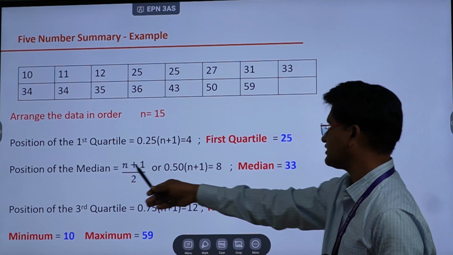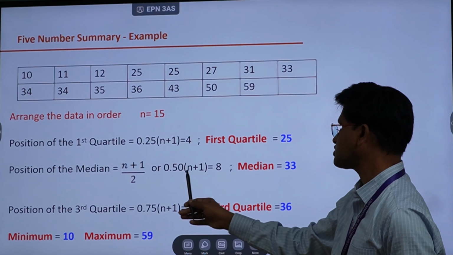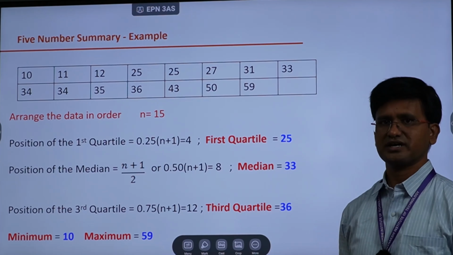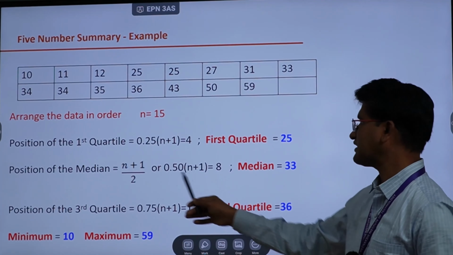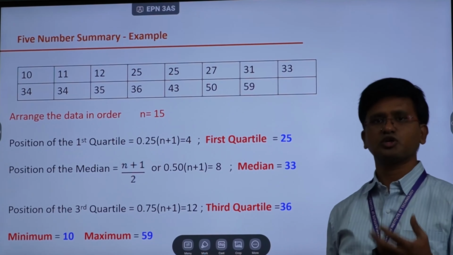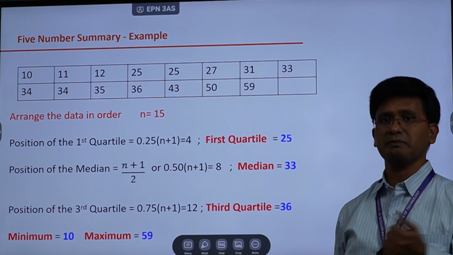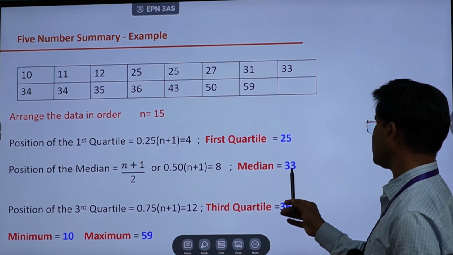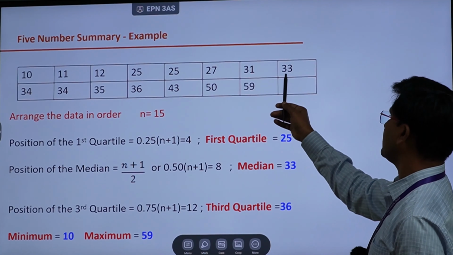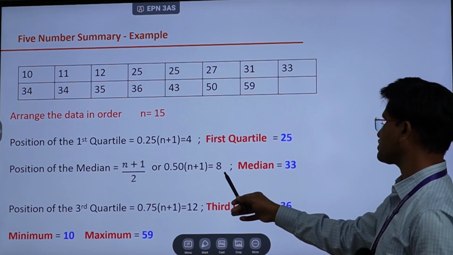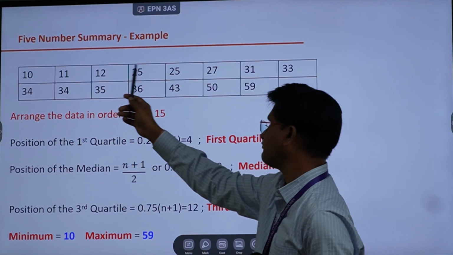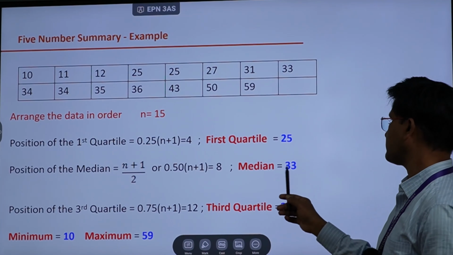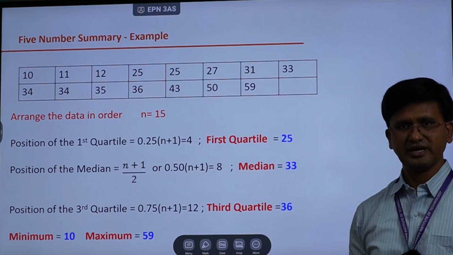Similarly, we have to find out Q2, Q3 and Q4. To calculate Q2, we apply the formula 0.50 times (n + 1), where n indicates the sample size of your data set, and that gives 8. So this 8 is the position of your Q2, or Q2 is also called the median. The position 8 in the given table is the number 33. From position 8, you can see 1, 2, 3, 4, 5, 6, 7, 8. So in the 8th position, we can see the data point 33. That becomes your median or Q2.